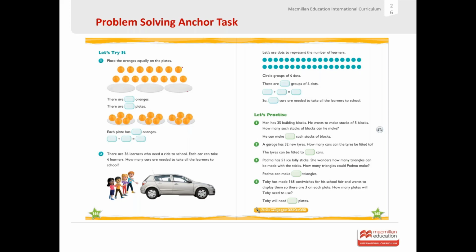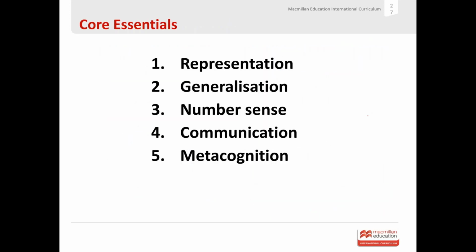Again, very visual until the end, where you can see that they're not as visual, but then our children should have a better understanding of what's going on and therefore be able to solve those questions in a more abstract way. Okay, so kind of finishing off our session today.